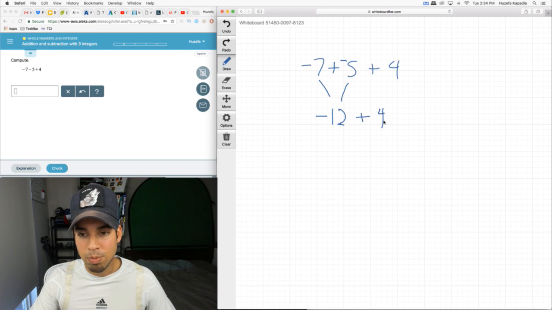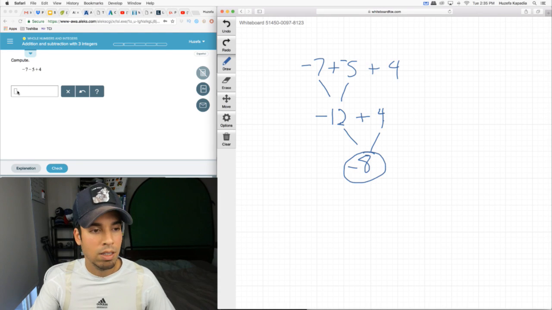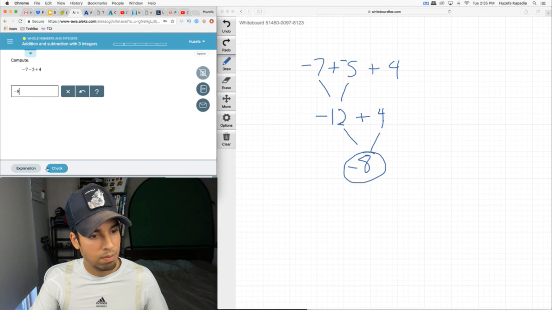Now we got different teams, positives and negatives, which means it's a subtraction problem, just like 12 minus 4, which is 8. But the question is, is it a positive or a negative 8? Since there's more negative than there is positive, the negative wins the battle, and we're left with a negative value, negative 8.